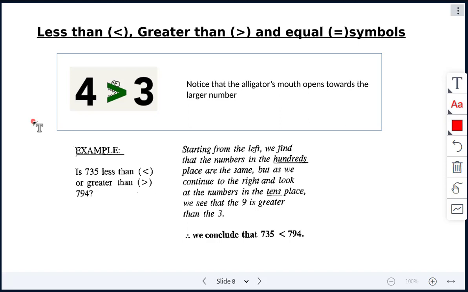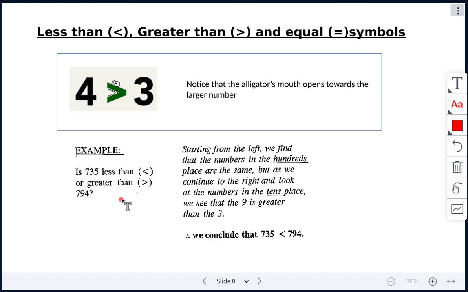All right, so here, when you're using these greater than, less than, or equal symbols, notice that when we're using the greater than or less than symbol, this alligator mouth is always going to open towards a larger number because the alligator wants to eat the larger number because it's really, really hungry. All right, so make sure that mouth is always open towards the greater number.